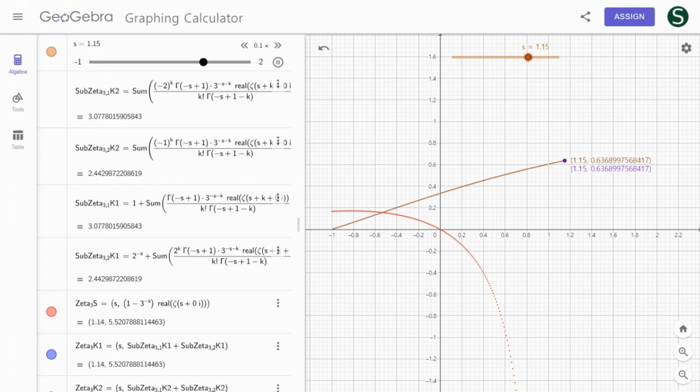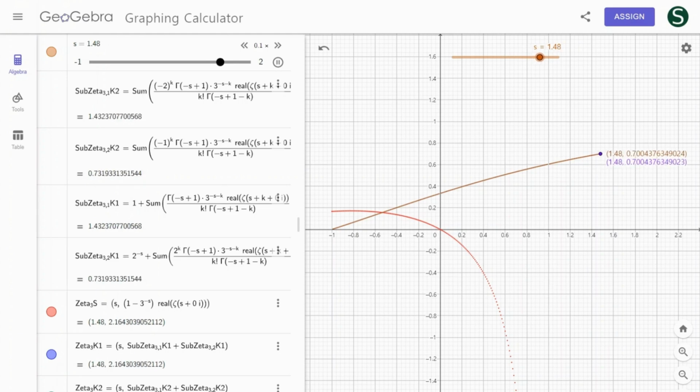Blue and green are the sums of the two subordinate zeta functions 3,1 and 3,2, so they are identical to the zeta function times 1 minus 3 to the minus s power. Also, brown and purple are the differences of the two subordinate zeta functions 3,1 and 3,2, so they are the same as the L function of mod 3.